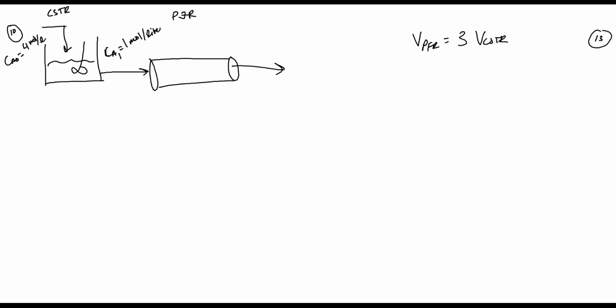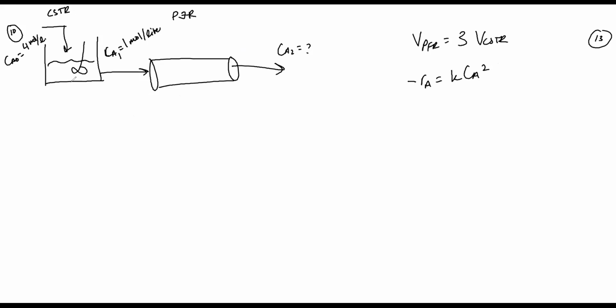What else are you given? Reaction is second order with respect to A, and find the concentration at the exit of the plug flow reactor. Okay, so I need to find CA2. You're also being told that the reaction is second order with respect to A, right? So let's solve this problem again.